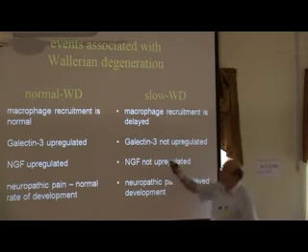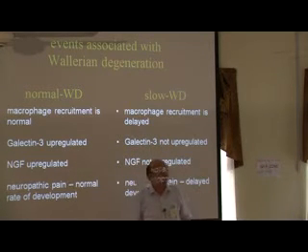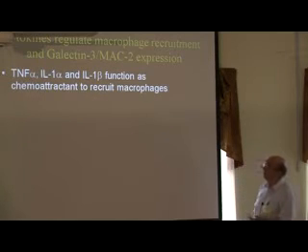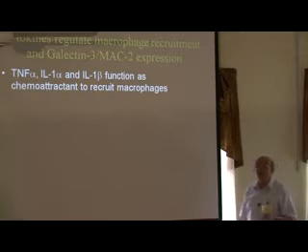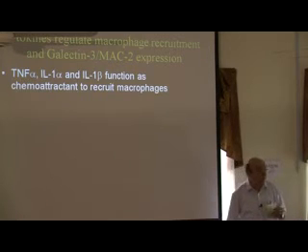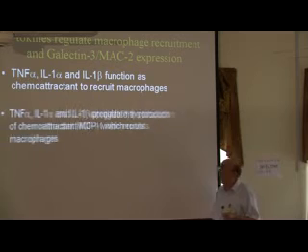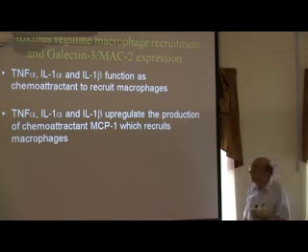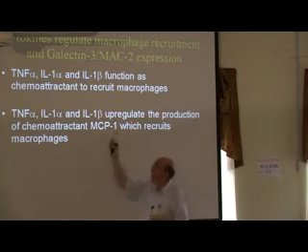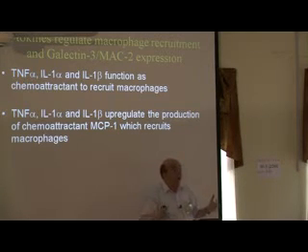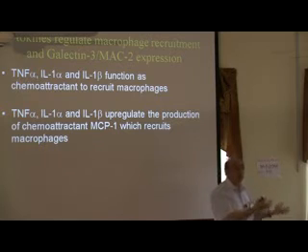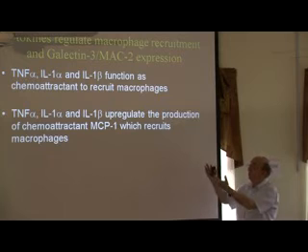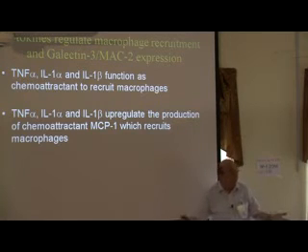So we start with macrophage recruitment and galectin expression upregulation. We know from the literature that TNF-alpha, IL-1 alpha, and IL-1 beta themselves act as chemoattractants to macrophages. We also know from the literature that these cytokines will upregulate the production of a chemoattractant, MCP1, and combined they will help recruit macrophages into the nerve. So in the presence of those, you have recruitment, and in slow Wallerian degeneration, in the absence, you do not.